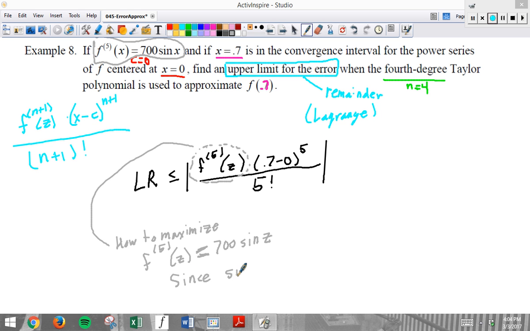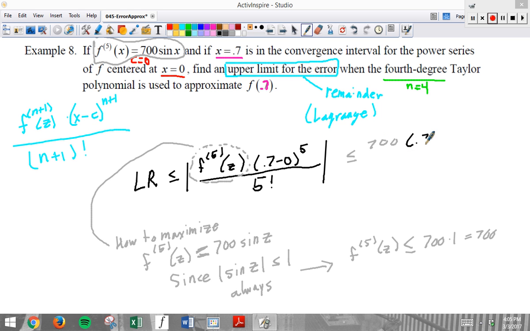Since sine of z is less than or equal to 1, always, the fifth derivative evaluated at z is less than or equal to 700 times 1. If I use the maximum value for sine, then the rest of everything has to get maximized. So again, we're going to replace that with 700. Everything else is the same: 0.7 to the fifth over 5 factorial. As always, I'm going to put absolute value bars, not because I need to, this is definitely a positive number, but because it makes me feel nice and safe.